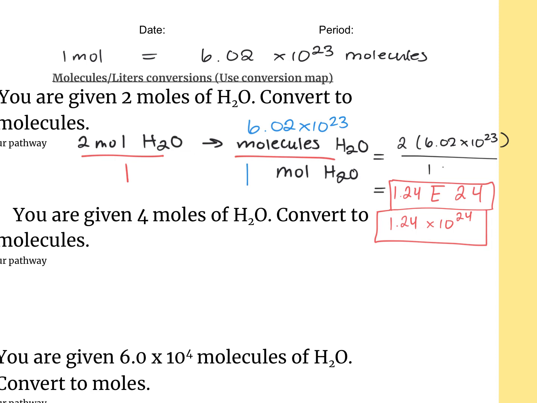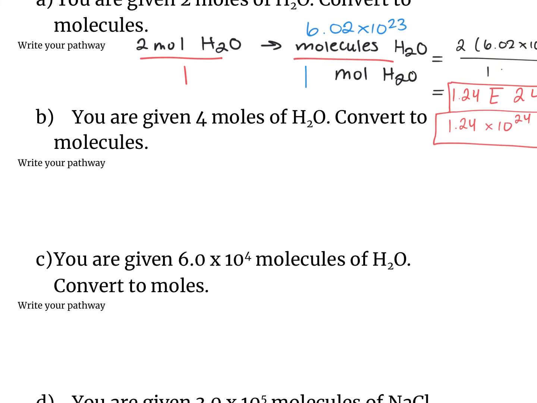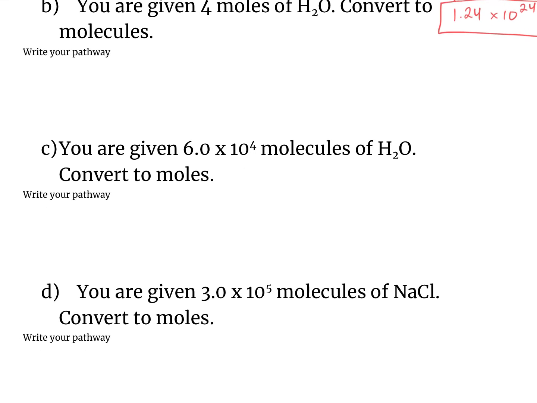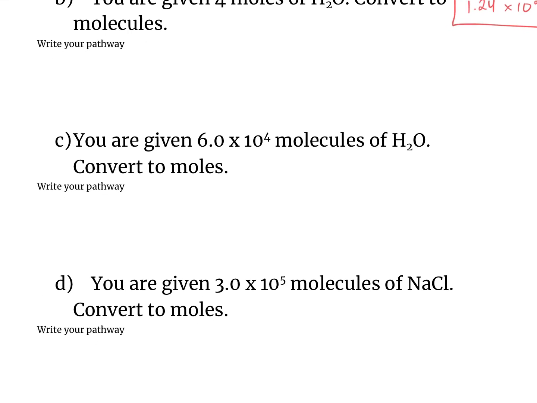Okay, so now we're going to go on to letter C. Letter C is basically the opposite of letter A. I'll go through this a little bit faster than the last one because it's not too extensive. So you are given 6.0 times 10 to the 4 molecules of H2O.